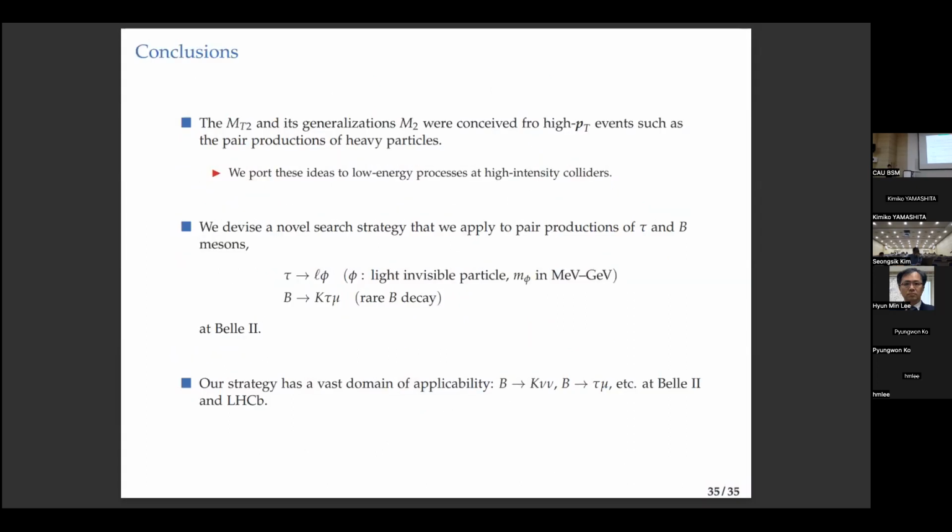So, conclusions. The MT2 and its generalizations M2 were conceived from high PT events, such as self-production trading particles microscopy. We import these ideas to low energy process, high density from colliders, especially targeting the Belle and F2. And we devise a novel strategy that we can apply to pair production of tau and B mesons, tau 2K, L5, and T2, L2. And we think that our strategy has a best domain of applicability, like B2K mu and B2 tau nu, and so on, F2 and H.